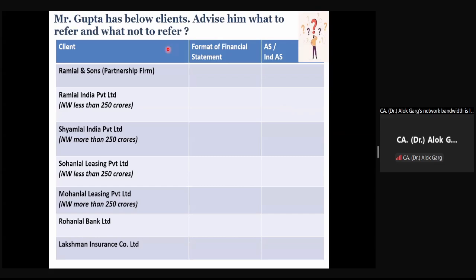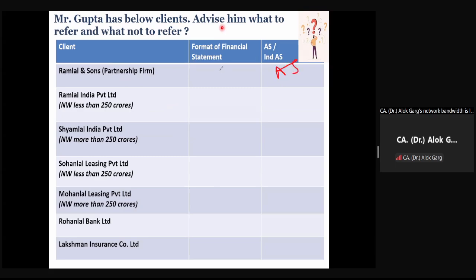Friends, moving further, whatever the challenges and problems you are facing, one firm has multiple clients and all the clients have different statuses, right? So Mr. Gupta has the below clients. He was pretty confused about what to refer and what not to refer. For example, he has Ramlal and Sons, which is a partnership firm. What is applicable to this partnership firm, AS or Ind AS? AS will be applicable to this partnership firm. Right, the accounting standard.